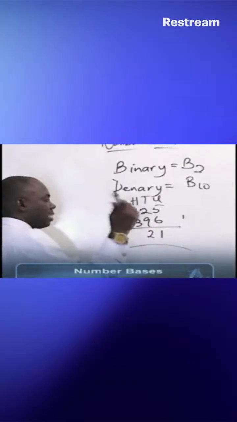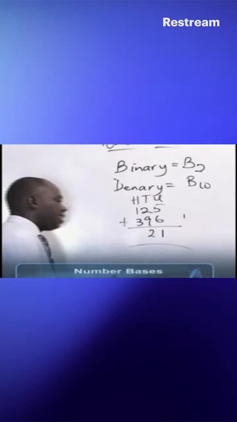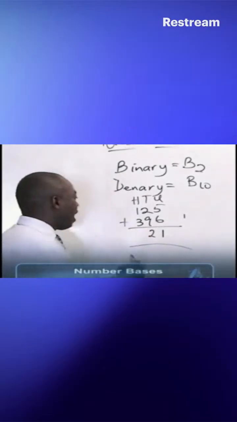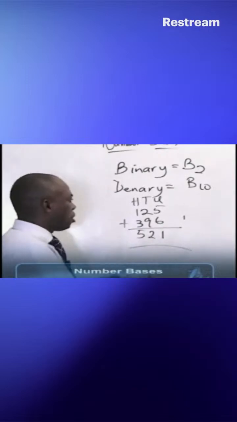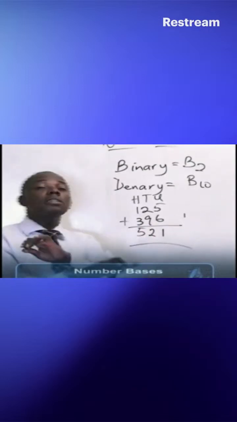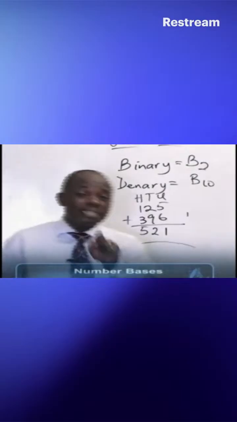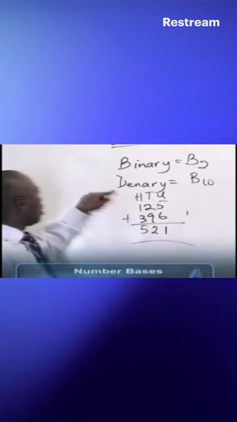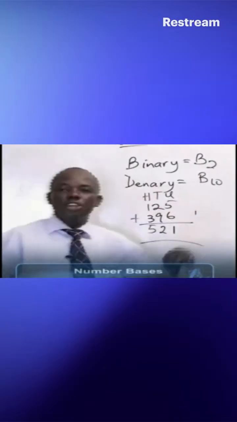Again, you are carrying that 1 digit. So 1 plus 3, you have 4. And then plus the one you are carrying, you have 5. This is an addition in base 10. All numbers, except otherwise stated, are base 10 numbers, and they are otherwise known as denary numbers.